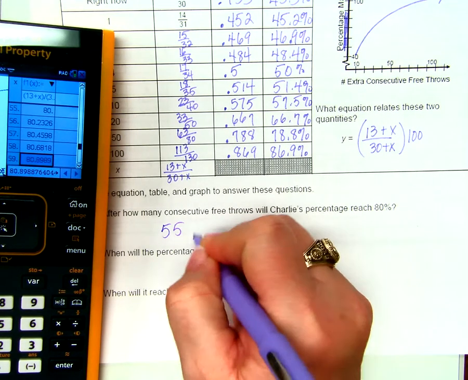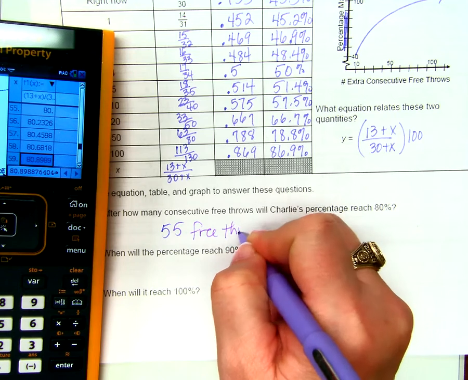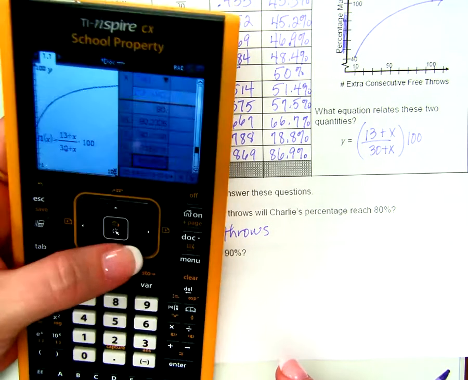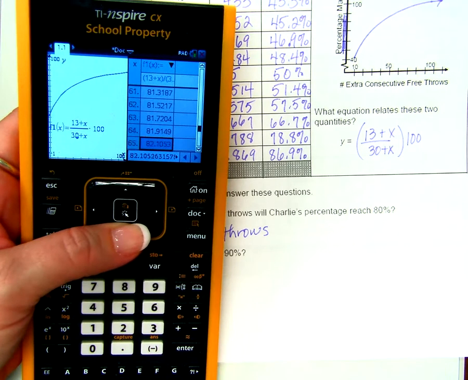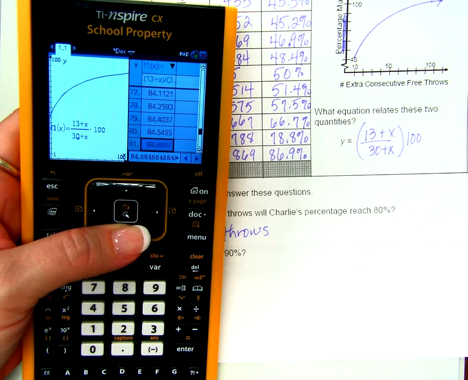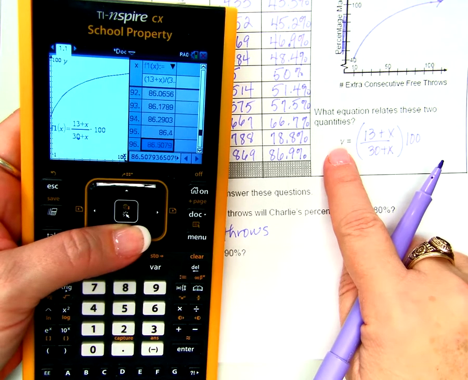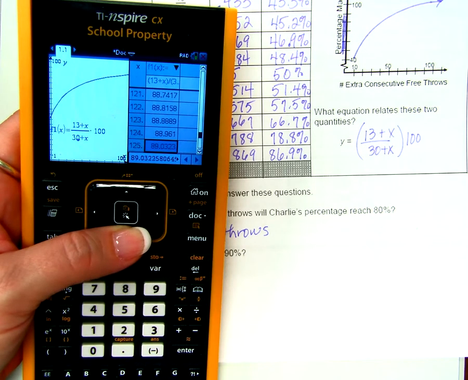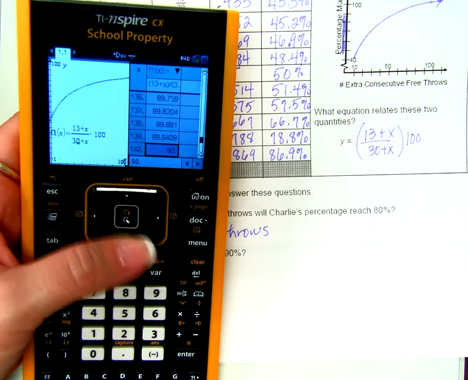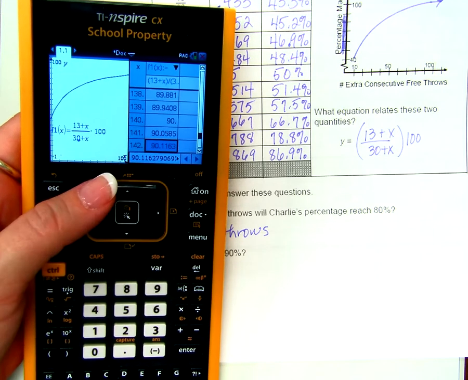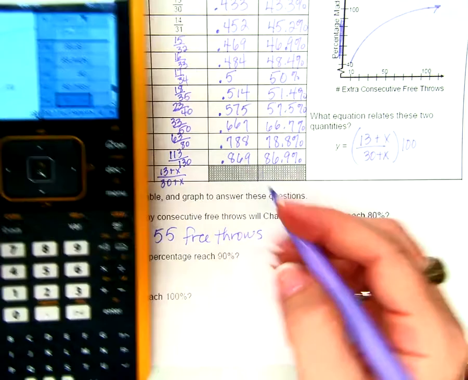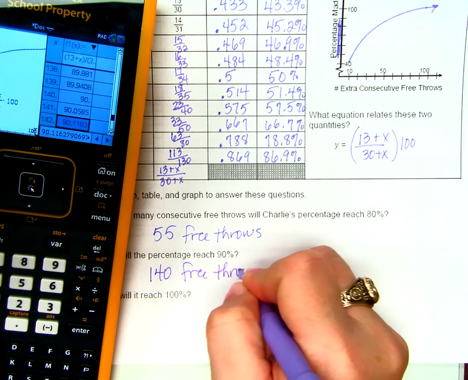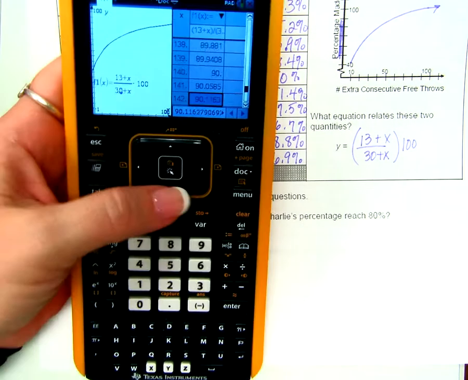After how many consecutive free throws did I get 80%? 55 free throws. When will the percentage read 90%? Scroll, scroll, scroll. Now I could set this equation equal to 90 and solve that, couldn't I? Okay. Oh, there it is. 140 free throws. Now 100%.